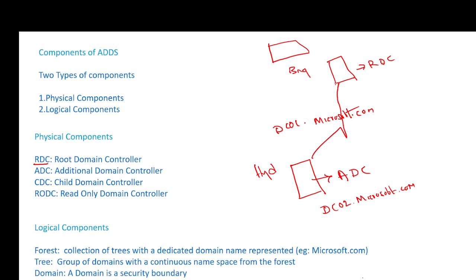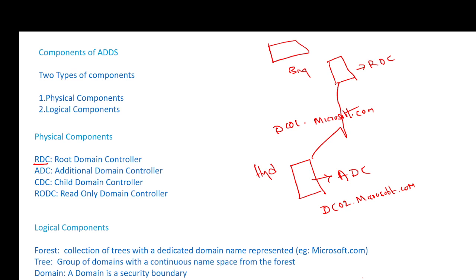That is called ADC. Just to balance the load, you add an additional domain controller in the same location or in a different location. That is called an additional domain controller. Just to help you understand, I am writing two different locations, but it is not like that. You can have 2 or 3 domain controllers in the same location. I have seen big organizations with around 15 to 18 domain controllers in the same location.